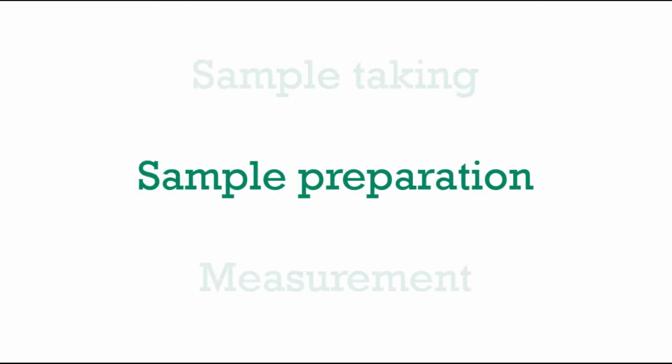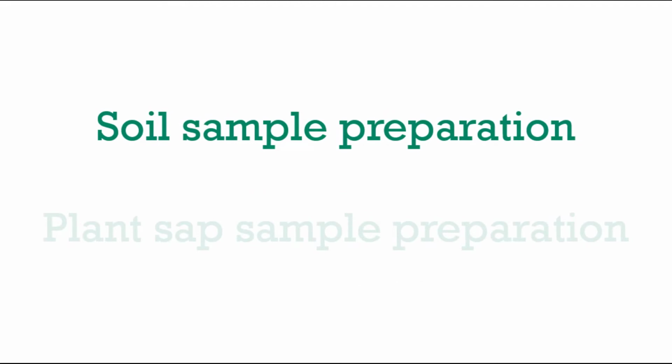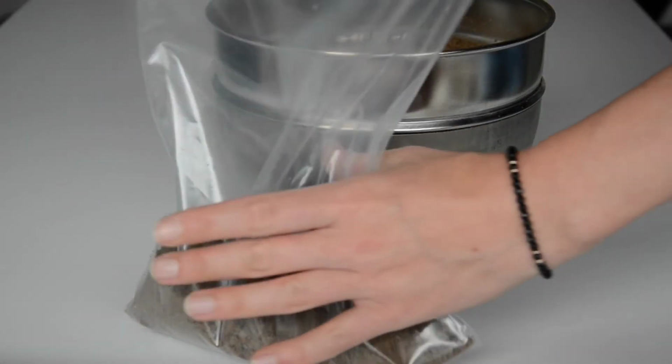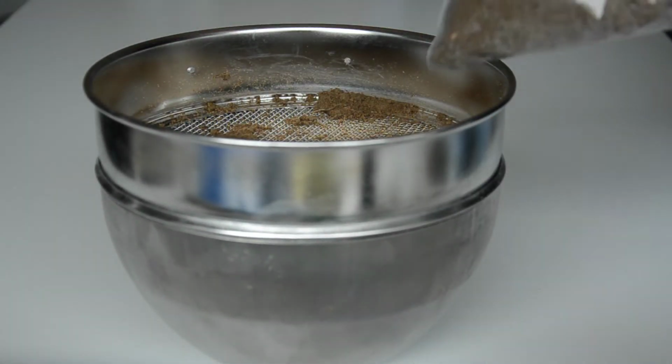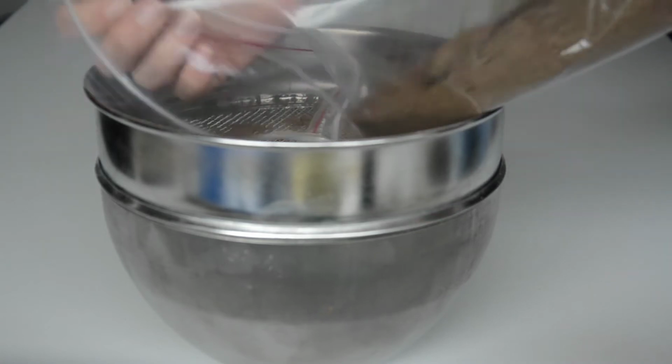Now we have collected the samples and are ready to prepare them for the measurement. Let's start with the soil sample preparation. The sample must now be sieved and plant material and stones must be removed. After sieving, it's very important to homogenize the sample well.